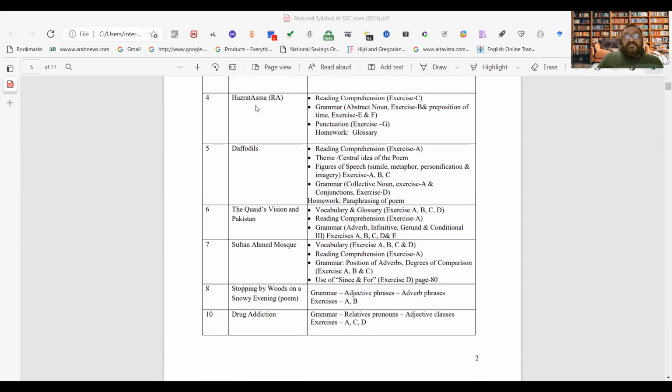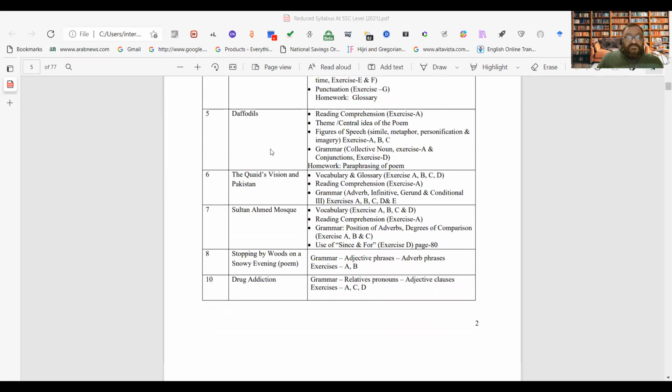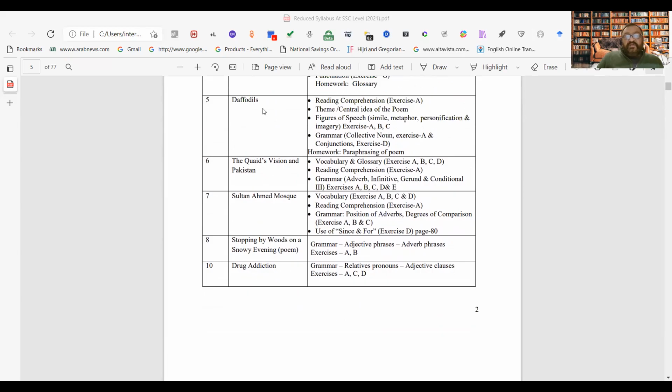Fourth lesson, Hazrat Asma, radiallahu ta'ala anhu: reading comprehension, exercise C; grammar, abstract noun, exercise B, and preposition of time, exercises E and F; punctuation, exercise G; homework; glossary. Number 5, Daffodils: reading comprehension, exercise A; theme, central idea of the poem; figure of speech, simile, metaphor, personification, and imagery, exercises A, B, C; grammar, collective noun, exercise A, and conjunction, exercise B; homework, paraphrasing of the poem.